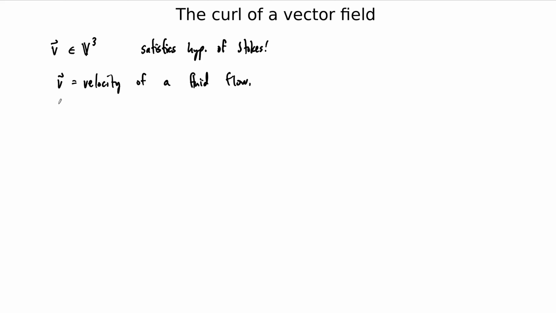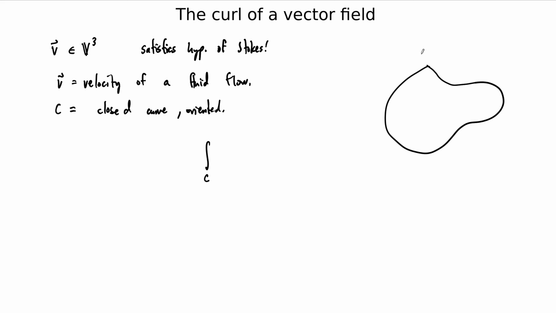And let's also suppose now that we have some closed curve C. So let's say C is a closed curve and it's oriented. And let's think about what the path integral of V dot dr around C is telling us now. So let's draw a closed curve C here, and take the path integral of V dotted with dr. This, remember, is equal to the path integral around C of V dotted with the unit tangent vector ds.